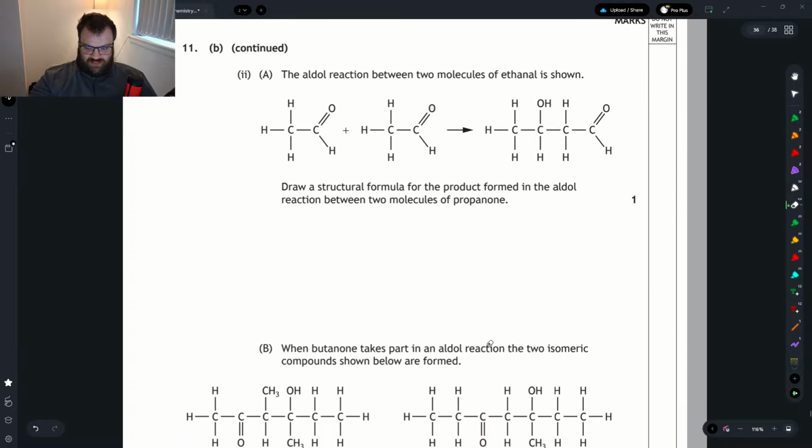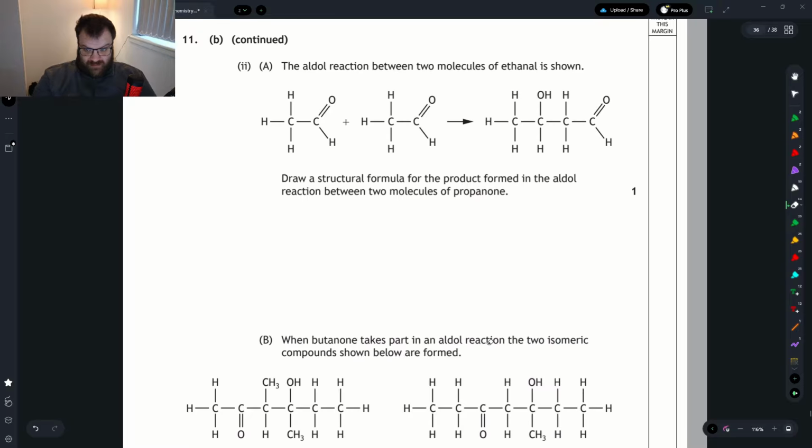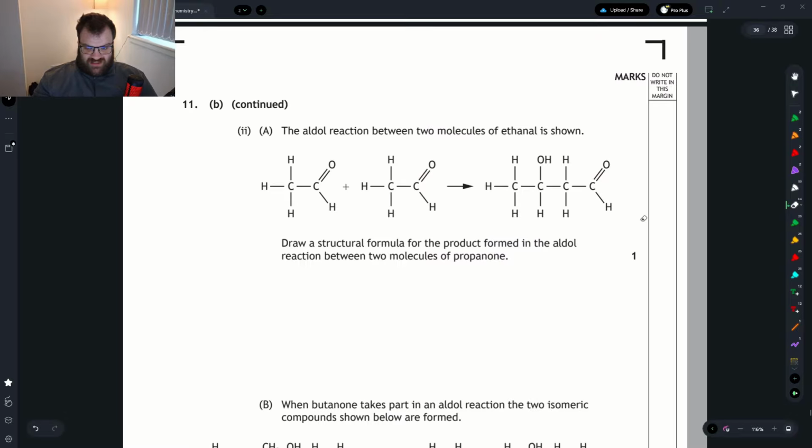Next up, we have to draw a structural formula for the product formed in the aldol reaction between two molecules of this. Are we just supposed to know? Okay, right. So they're asking us to do the same sort of reaction for propanone. Right, let's just set it up in the same way. Now, I'm going to draw this out a little bit awkwardly. I'm trying to keep the same sort of formatting.